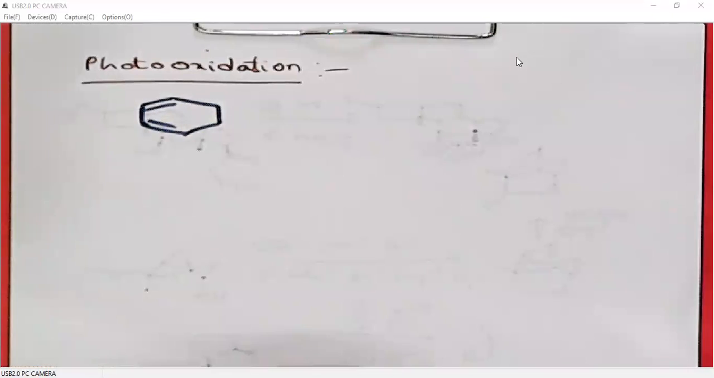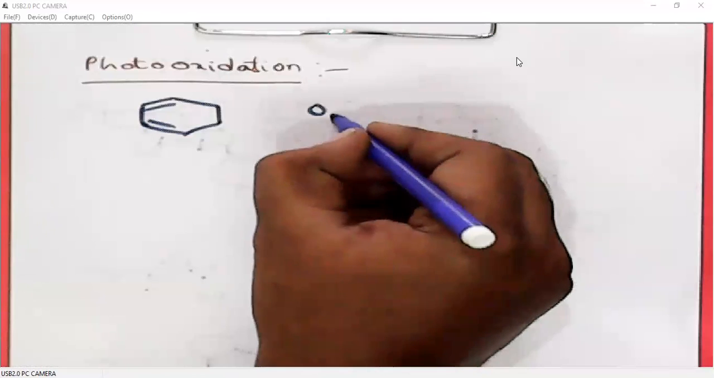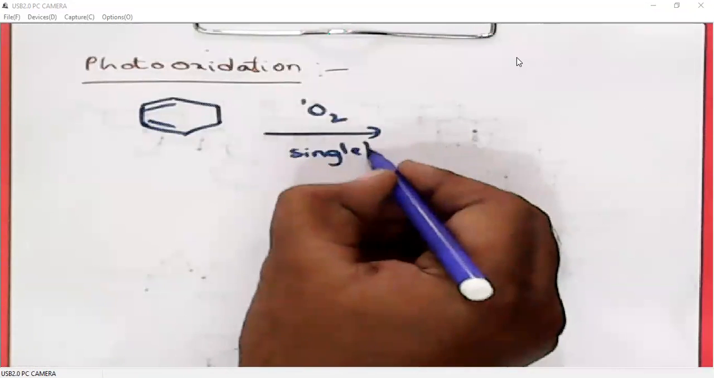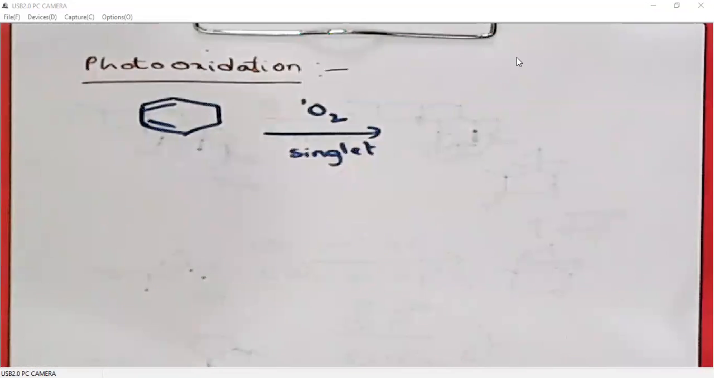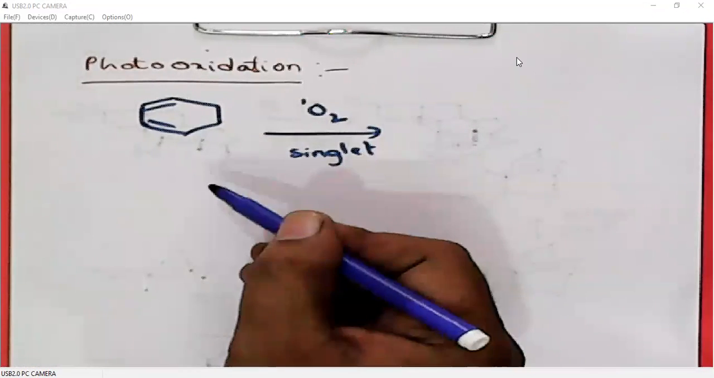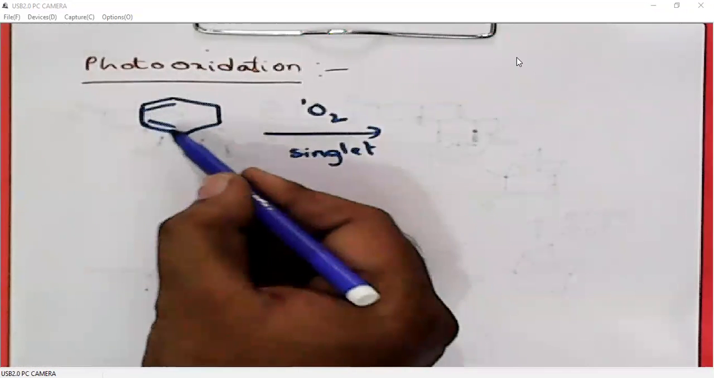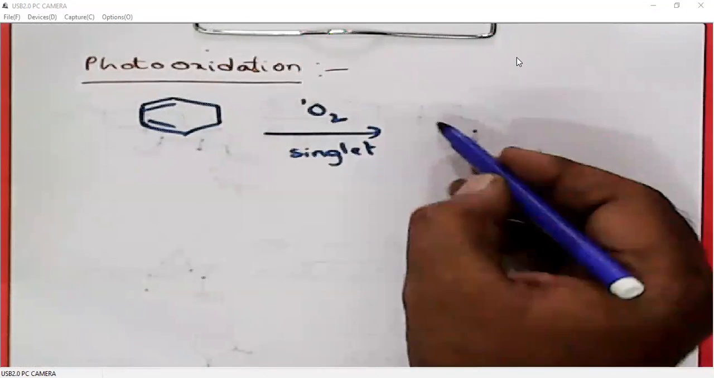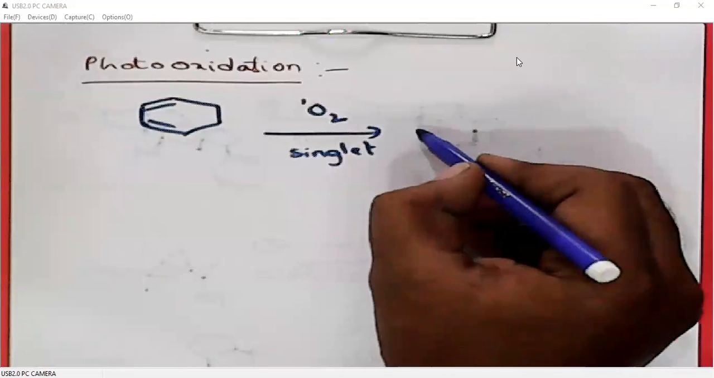When this diene is treated with singlet oxygen, when we treat oxygen under photochemical conditions, it generates singlet oxygen. If we don't use any sensitizer, it generates singlet oxygen only. So in this case, this will act as a diene and oxygen will act as a dienophile, which leads to a Diels-Alder reaction.